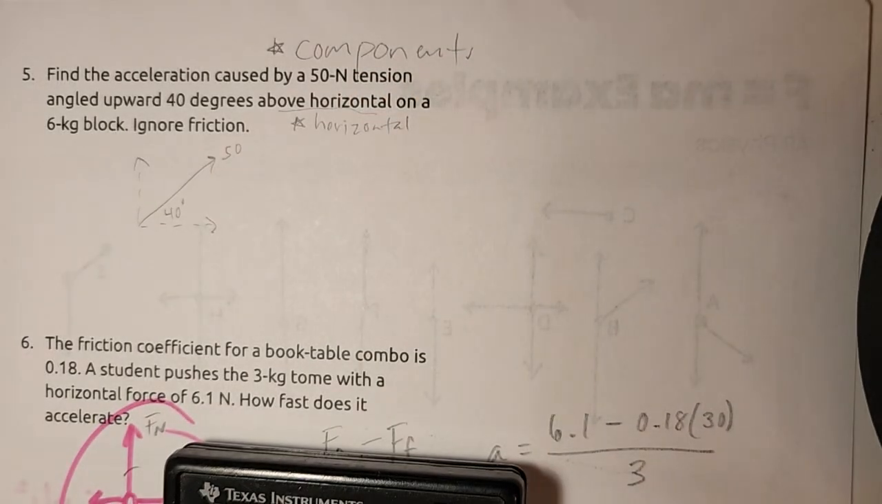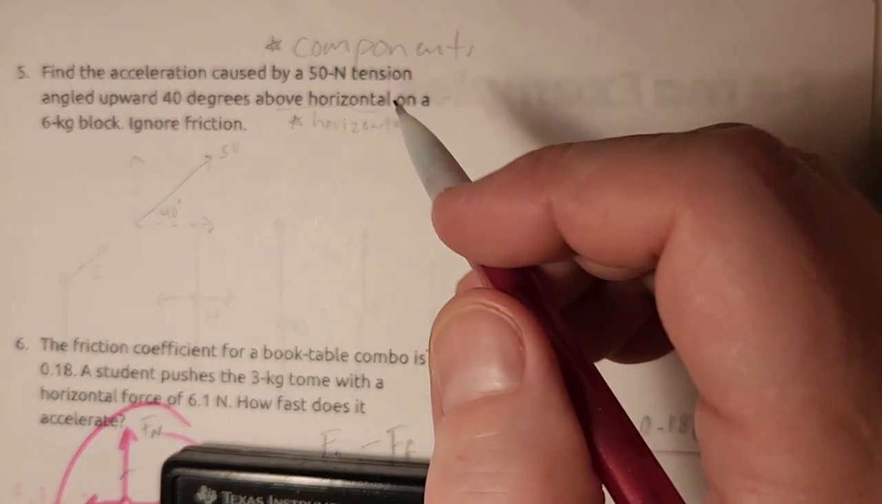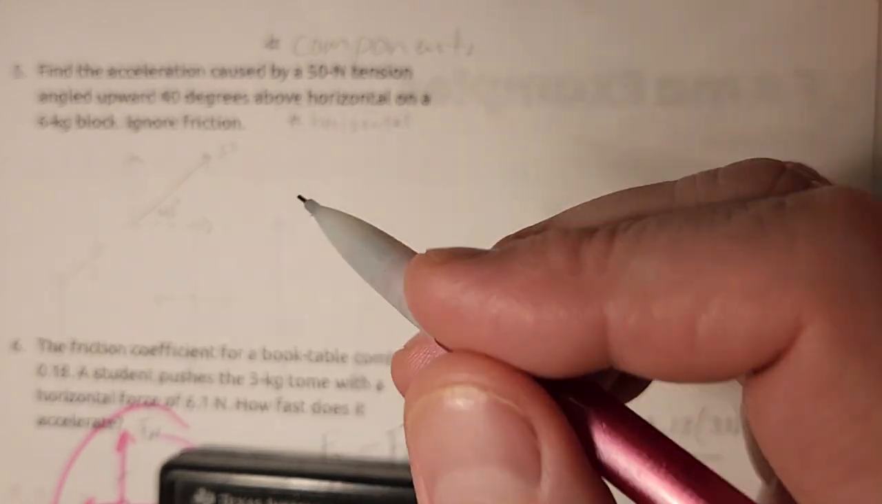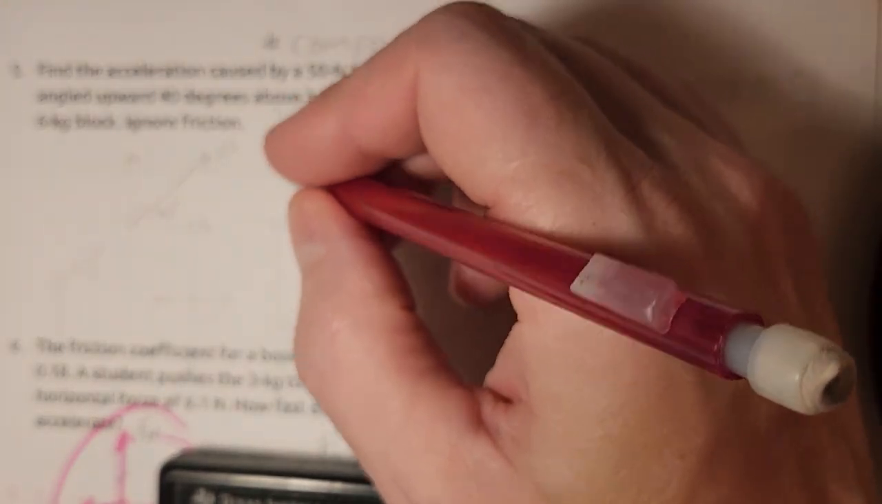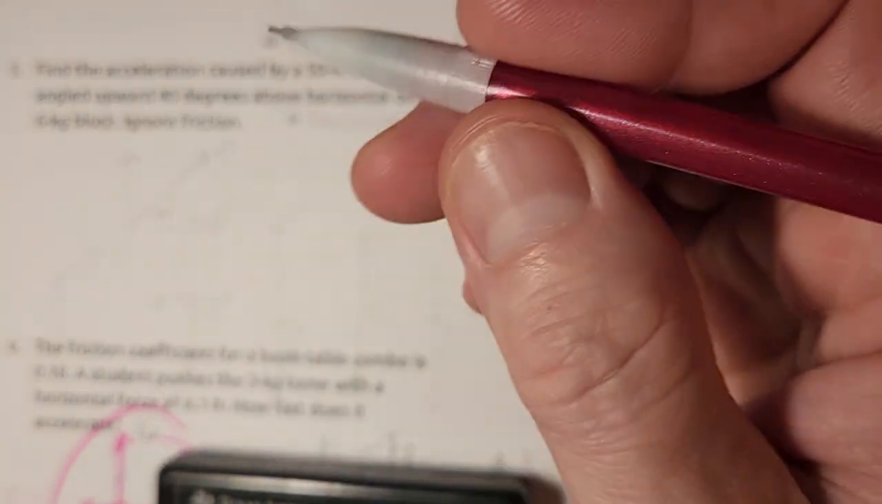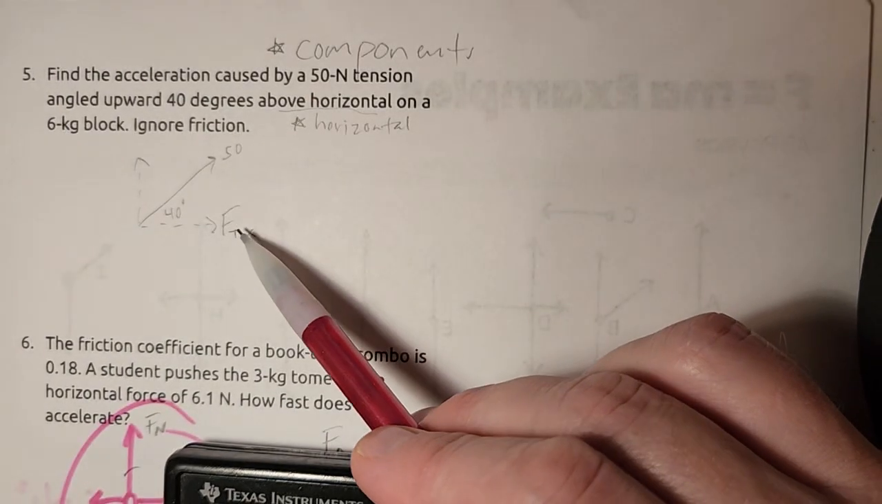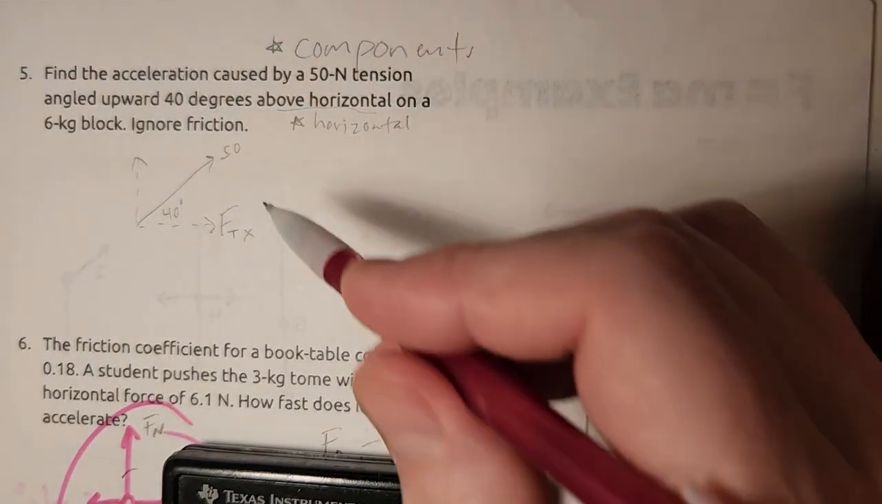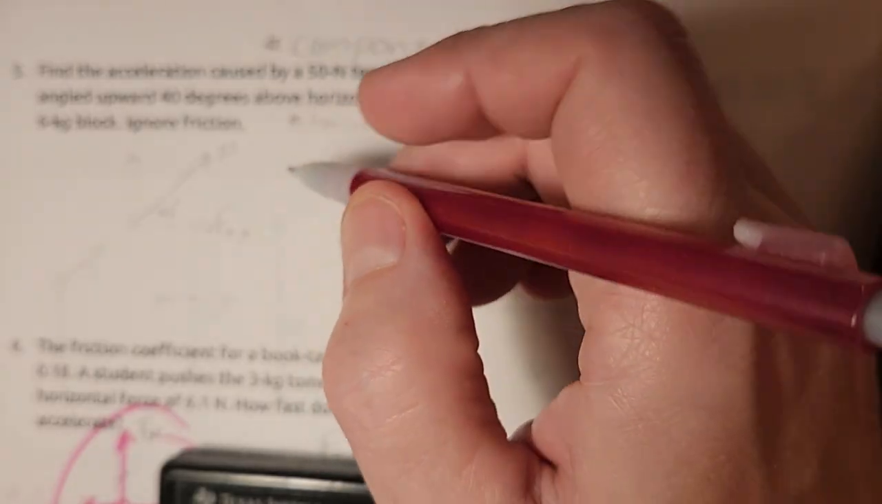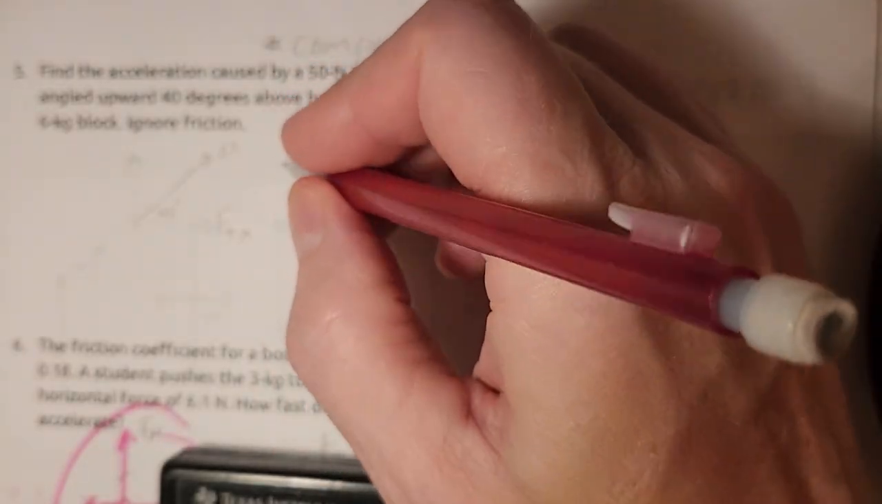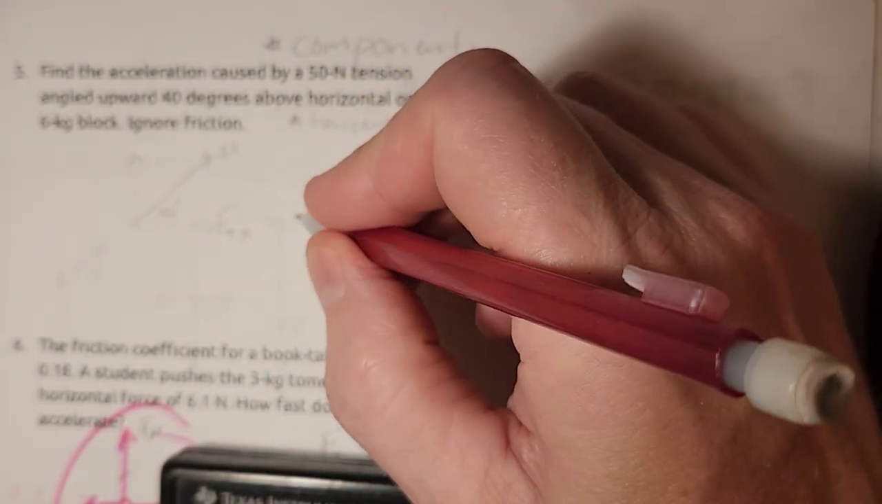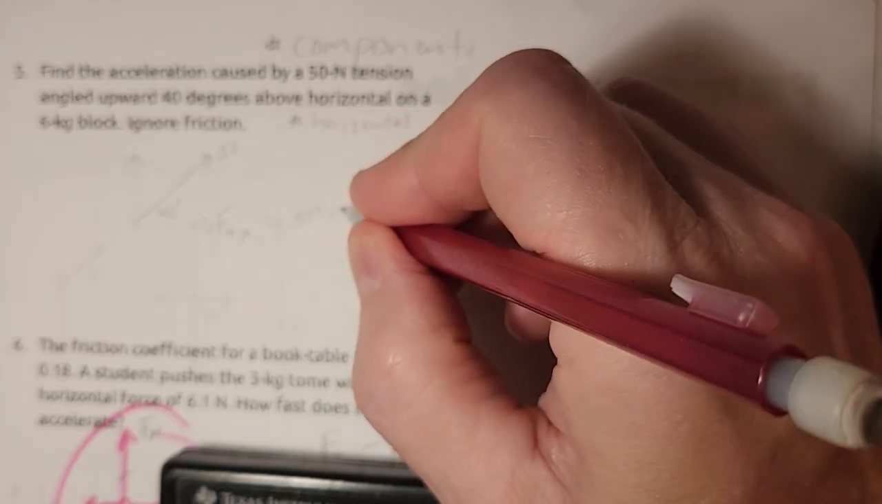We kind of have to, in order to figure out the acceleration, we need to know which way the acceleration is occurring. So if this is horizontal and we get to ignore friction, then I really want to find this tension in the x. So it says FTx. I hope you can see that on the video. I'm just going to find that. Basically, I'm just going to get that component. So that is equal to 50 cosine 40.